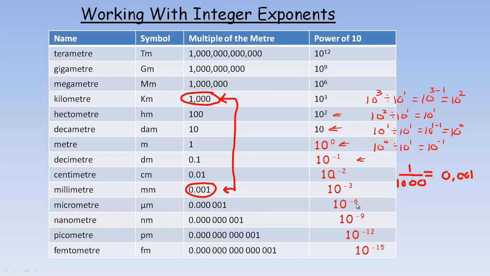So 10 to the negative 6, for example, is the reciprocal of 10 to the power of positive 6. 10 to the power of 6 is a million. 10 to the negative 6 is actually 1/1,000,000th. If we take 1 and divide it by a million, I will get 0.000001. So that's a little bit about negative exponents.